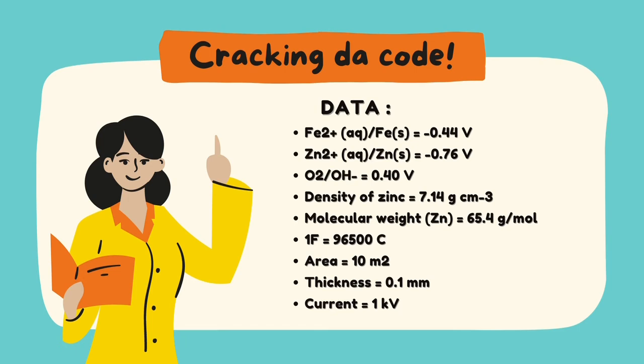Okay, for this question, we will be using Faraday's law formulas, which are Q equals IT and Q equals NF. In order to use the formula Q equals IT, since the question asks us to find the T, we must find the value of Q by using the Q equals NF formula. Q is the quantity of electric charge, N is the number of moles of electrons required to deposit the metal, in this case the zinc metal, and F is the Faraday constant.